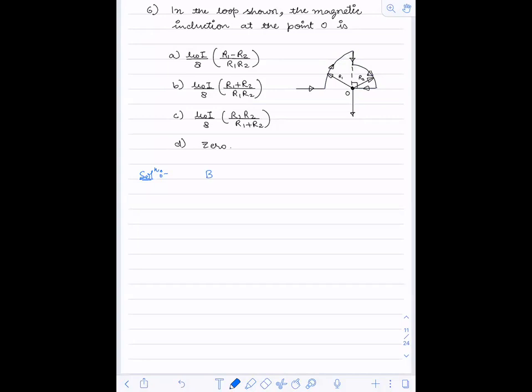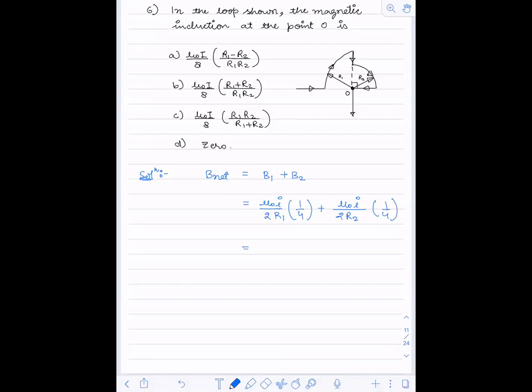So the magnetic field due to the 2 coils at the center, the net magnetic field must be added by the 2 magnetic fields. So B1 plus B2, they both are in the same direction. For the first wire, I write mu naught I by 2 into R1. Now this is of 90 degree, so 90 degree means 1 by 4, 90 by 360, plus mu naught into I divided by 2R2, into 1 by 4 again.